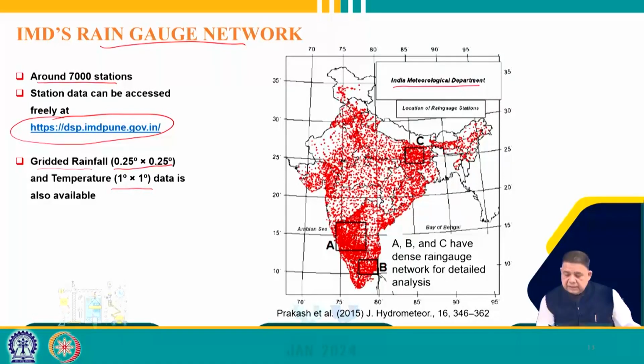Now, this is the network, but as you can see, there are three major blocks of interest, A, B and C, which are shown here by a square or rectangle. In these areas IMD maintains a dense rain gauge network for detailed analysis, so it can analyze in detail the rainfall characteristics.